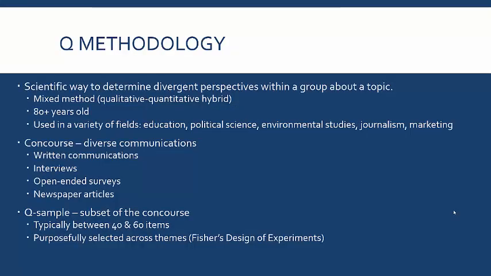All right, so what is Q methodology? I keep talking about it, but we need to talk a little bit more about it. So it is a scientific way to determine divergent perspectives within a group about a topic. See, I already sound more like a social scientist. It's a mixed method, which means that it mixes both qualitative and quantitative.